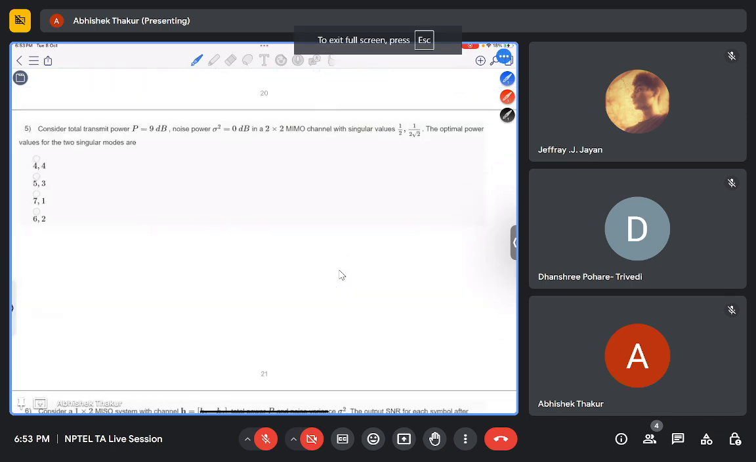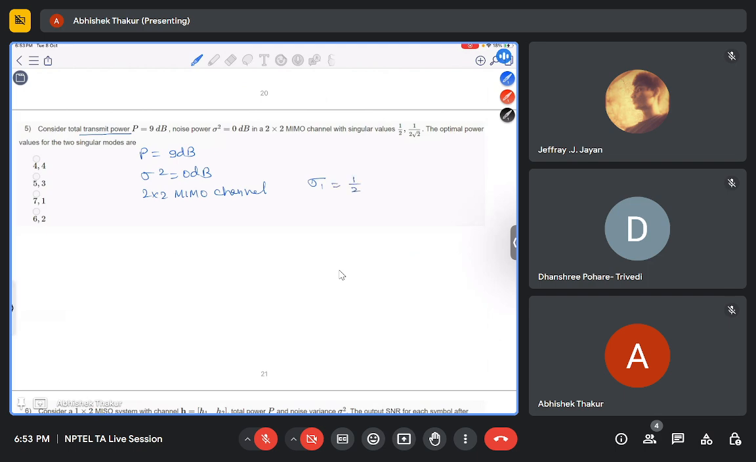Question number 5. It is given: consider total transmit power P equal to 9 dB, noise variance sigma square equal to 0 dB, and a 2 cross 2 MIMO channel with singular values 1 by 2 and 1 by 2 root 2. So singular value sigma 1 is equal to 1 by 2, sigma 2 is equal to 1 by 2 root 2. Okay.